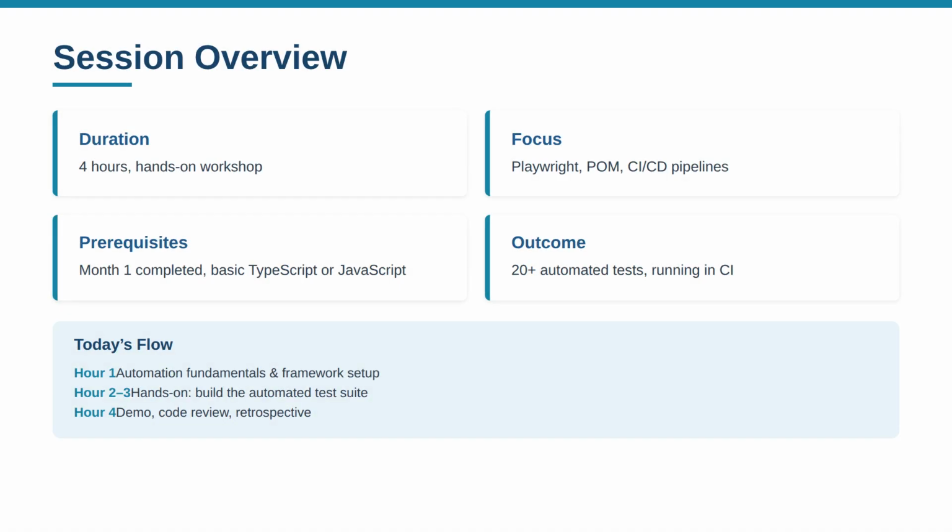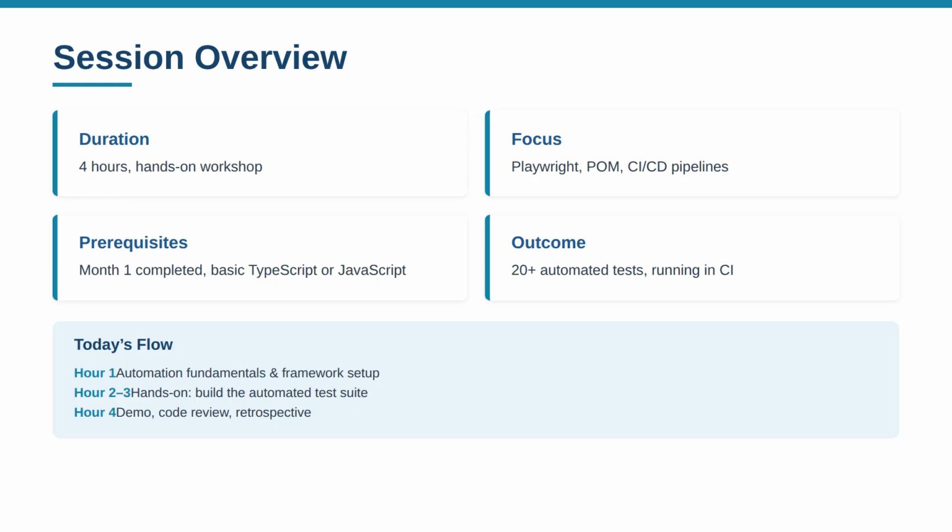Here is how today is structured. We have 4 hours and all of them are hands-on. The first hour covers automation fundamentals: what to automate, what to leave manual, and how to get Playwright installed and configured correctly. Hours 2 and 3 are the challenge. You will build your actual test suite against the ShopEasy e-commerce platform, the same application from month 1, automating the 20 most critical test cases. Hour 4 is the payoff. You run the suite, we review the code, and we talk about what you learned.